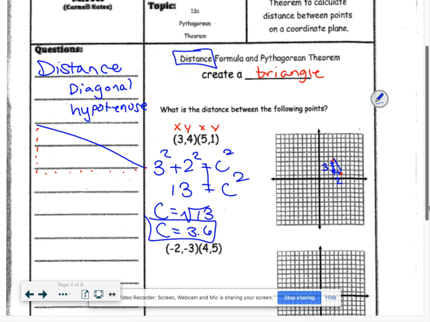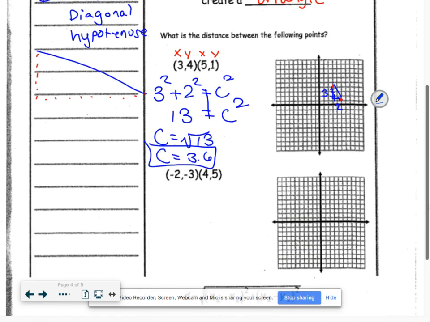What a lot of kids accidentally do, and I've seen it a lot today, as well as with my eighth graders, they try to count diagonals. Don't count diagonals, okay? It's not diagonal, it's Pythagorean. Anytime you see a diagonal and it says far or distance, there's a triangle hidden in there.